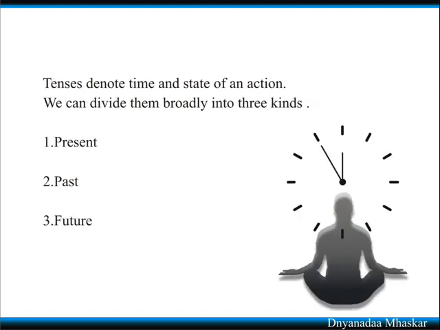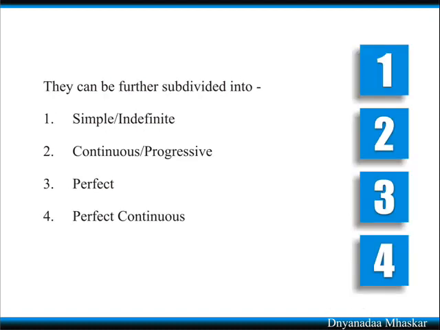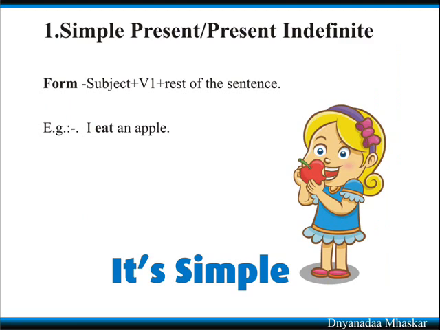As I mentioned earlier, tenses denote time and state of an action. We can divide them broadly into three kinds: present, past, and future. They can be further divided into simple or indefinite, continuous or progressive, perfect and perfect continuous. Let us now see all these 12 tenses.